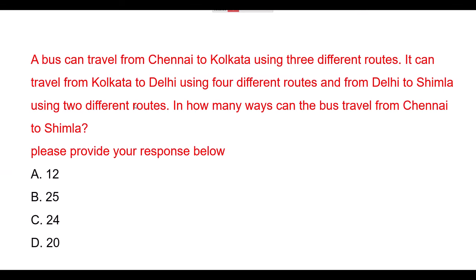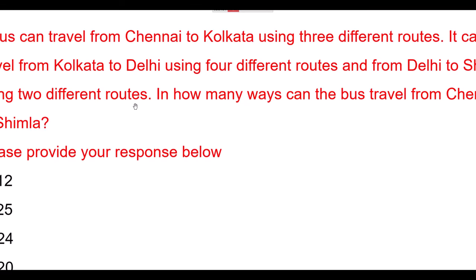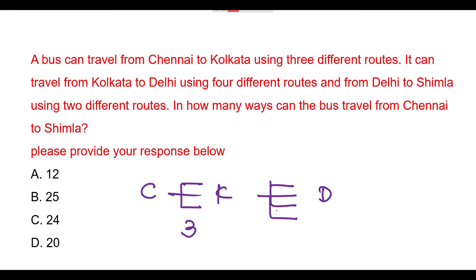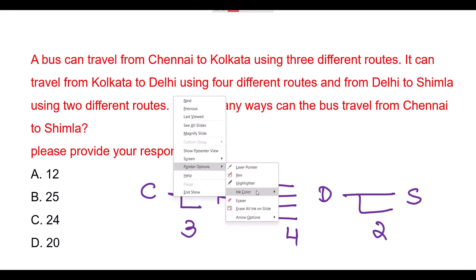Now what about this question? From Chennai to Kolkata, you can travel in three routes. Kolkata to Delhi, you have four routes. Delhi to Shimla, you have two different routes. Now, how many ways can you travel from Chennai to Shimla? Answer: 24.